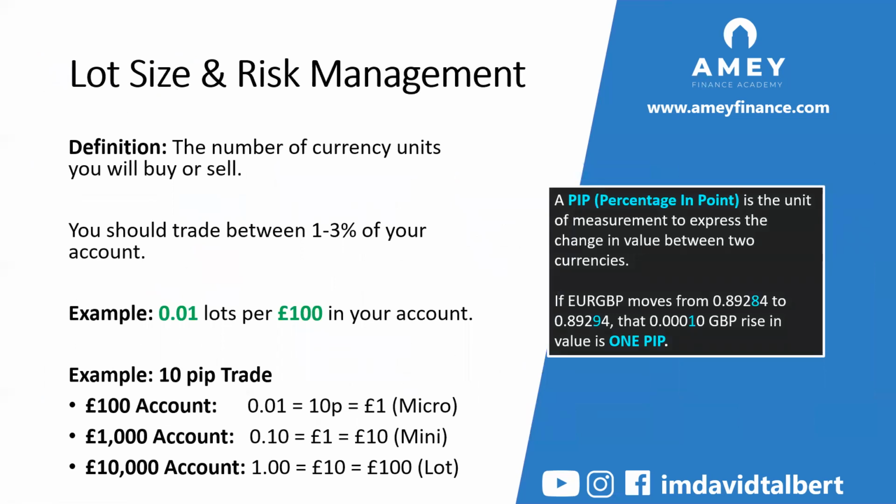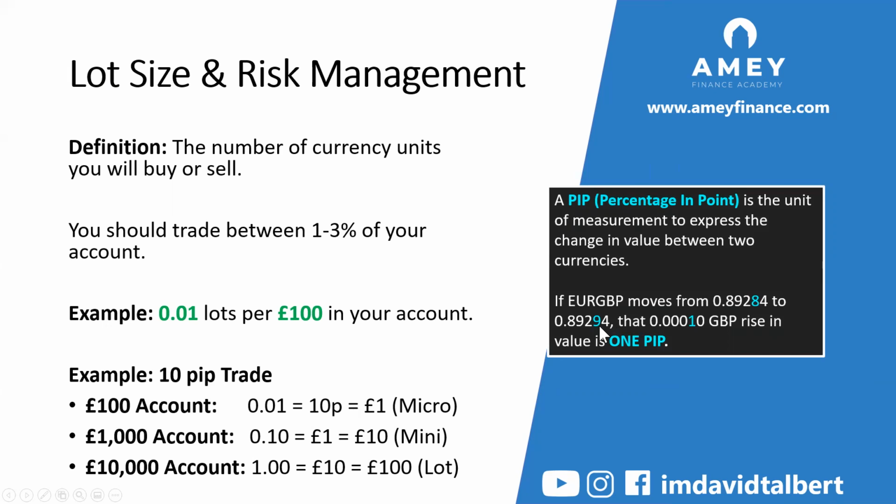Lot sizes again, the number of currency units you will buy or sell. You should trade between 1 to 3% of your account. So most of you have a £200 account. So 1% will be 0.02. So for every £100 you have, you can put in 0.01 for every £100. There is an app I'll show you in a minute that can get you specific lot sizes for you. Okay, so per £100. And you can see a pip percentage in point is the amount of measurements to express the change in value between two currencies.